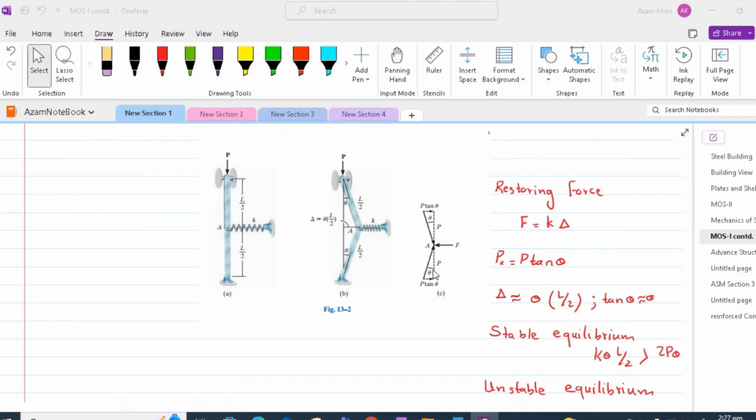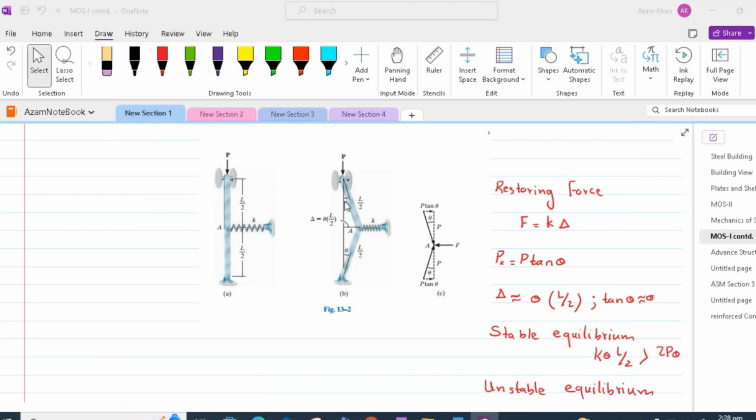The same thing will happen in the case of the lower bar. This applied load P will be resisted at the bottom, and similarly we will have load P contributed by the bottom bar. Hence, the applied load P develops two horizontal components, Px equal to P tan theta, which tend to push the pin further out of equilibrium.